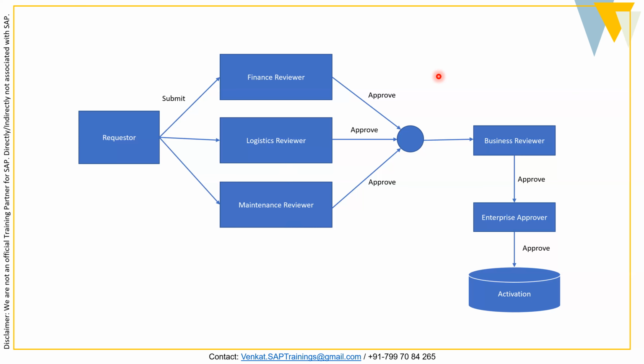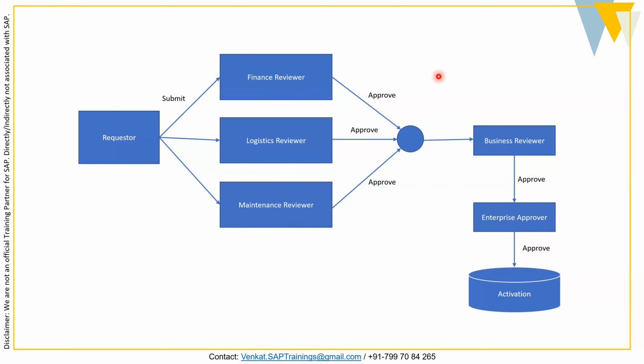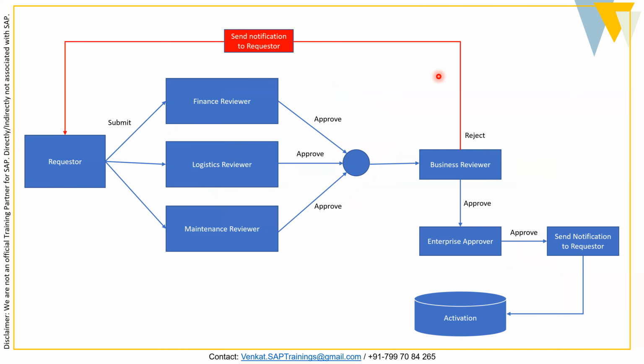Okay, now I'm moving on to the next requirement. So it's the same thing, but 2 other things are added. One is rejection at business reviewer level, not at the parallel split level. If the business reviewer rejects, an email notification has to be sent to the requester. And if the enterprise approver approves, then also an email notification has to be sent and then go to the activation.